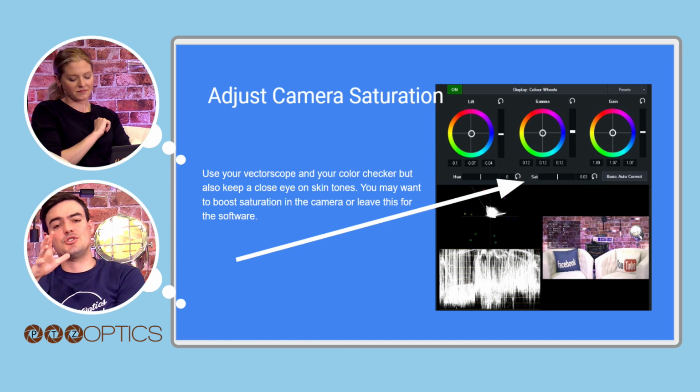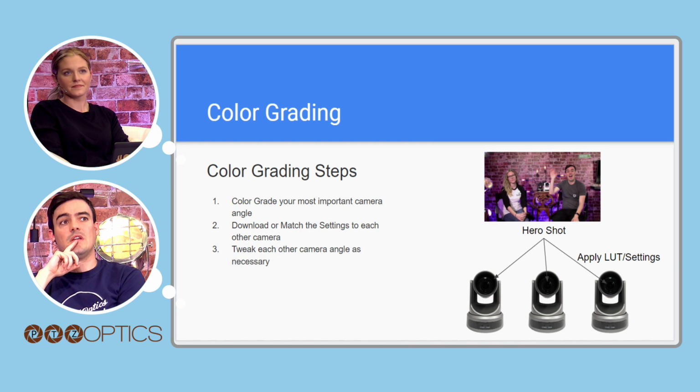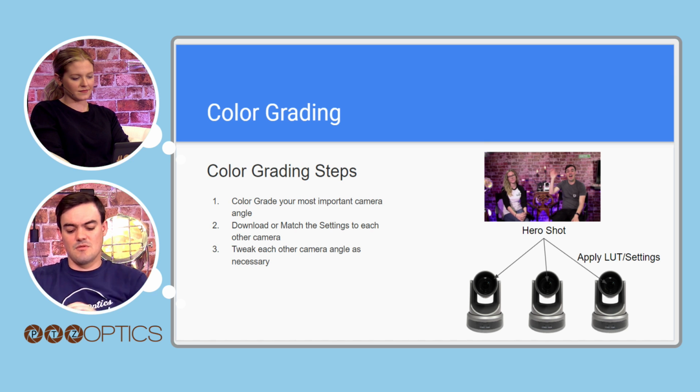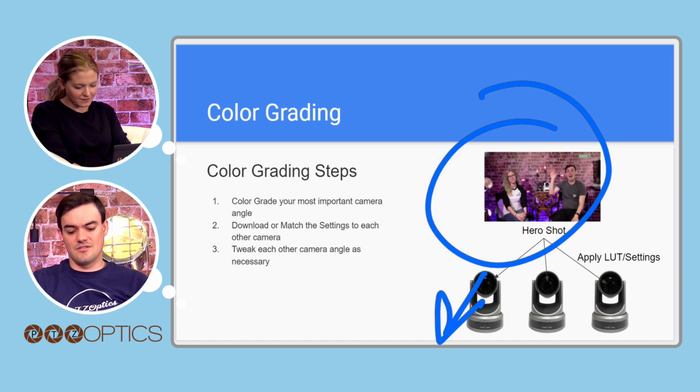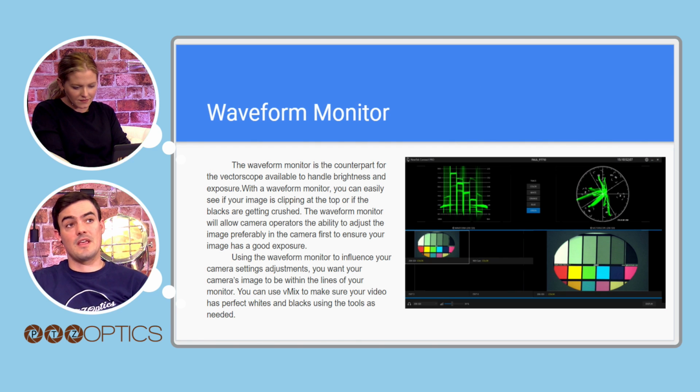We have our saturation in the camera and then also in post. And then the color grading, we talked about this pretty much in detail, but we got that hero shot, right? So that's where we're starting with our hero shot, and then we're applying what we found in the hero shot to our next 3 cameras, or 4, however many cameras you have.